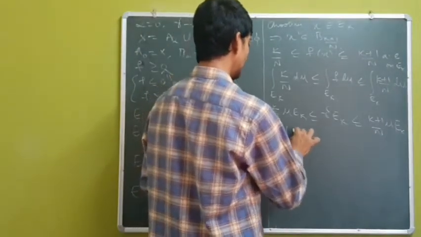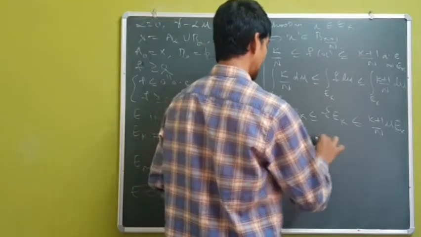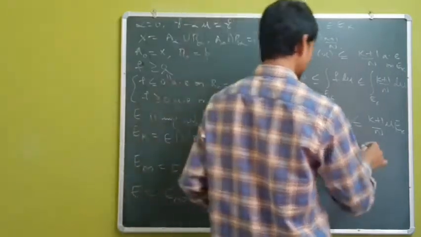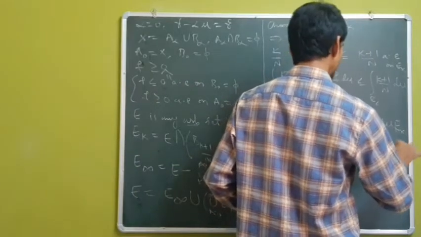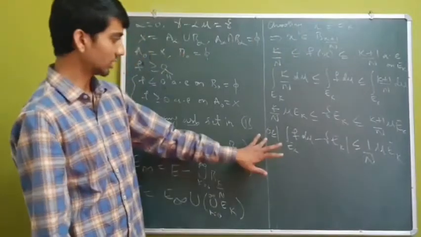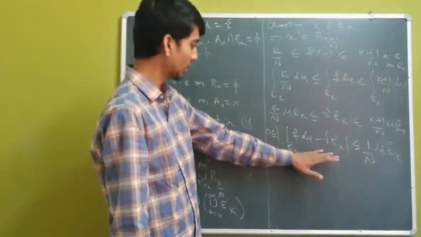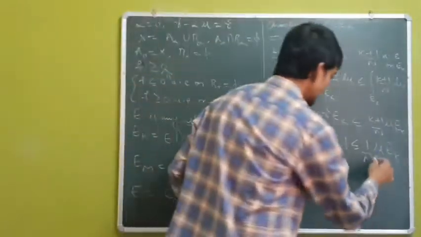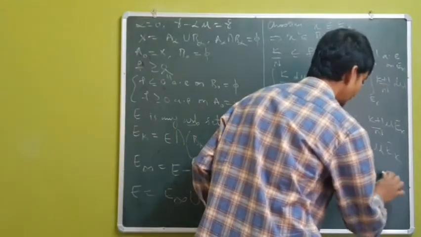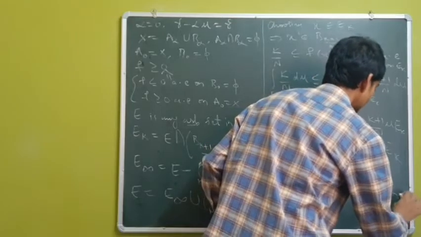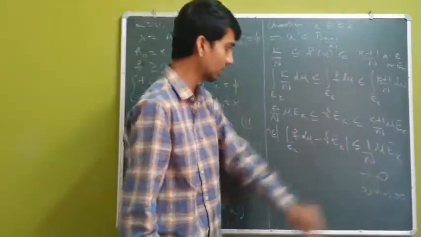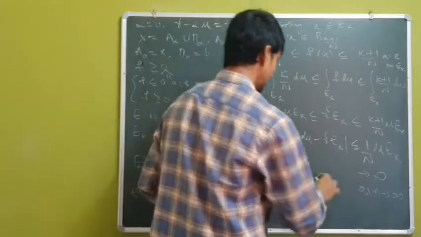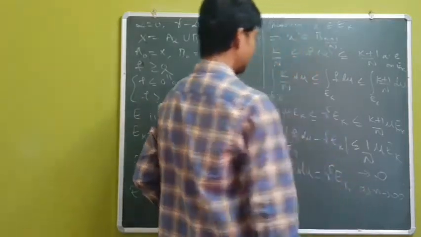If I consider 0 less than or equal to the absolute value of the integral of f over E_k minus gamma of E_k, this will be less than or equal to, k plus 1 by n gets cancelled, 1 by n times mu of E_k. So I have 0 less than or equal to the absolute difference of the integral of f d mu minus gamma of E_k to be less than or equal to 1 by n times mu of E_k. And clearly this tends to 0 as n tends to infinity, so that we have the integral of f over E_k to be the same as gamma of E_k.